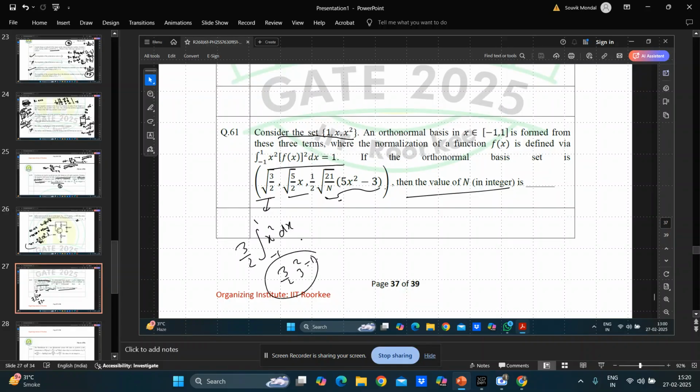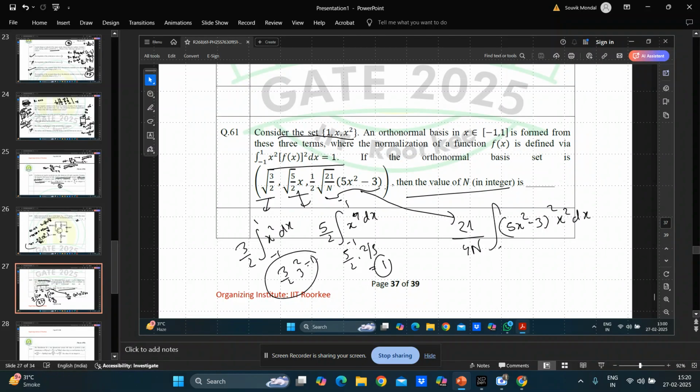So normalization satisfied. If you calculate this term, it is 5 by 2 into x to the power 4 dx, right? So it is 5 by 2 from minus 1 to 1. So it is 5 by 2 into 2 by 5, which is equal to 1. So normalization satisfied. Now you have to check just the normalization for this. It is 21 by 4n into (5x squared minus 3) whole squared into x squared dx from minus 1 to 1, and it should be equal to 1.